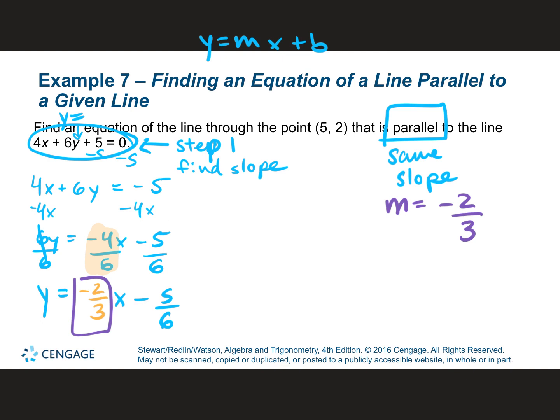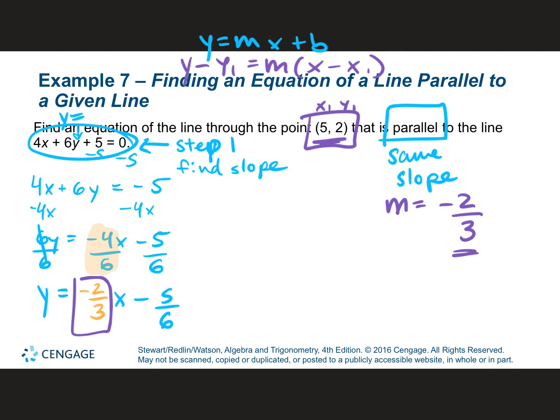Now we're trying to find an equation of a line through this point that is parallel to this line. So we know that it has the same slope as this line. So now we have to use the point and our slope. So which equation are we going to use? Point slope form. Since we have a point and the slope, let's just plug it into point slope form. So point slope form is y minus y1 is equal to m times x minus x1. So our point is going to be our x1, y1, and we found our slope already, which is our m. So let's plug everything in.